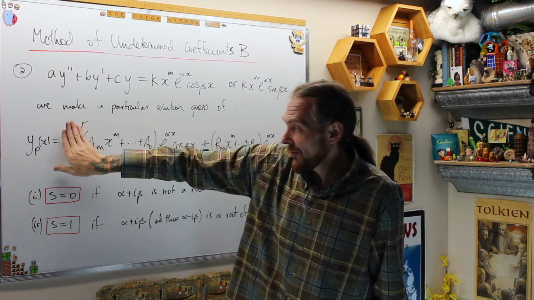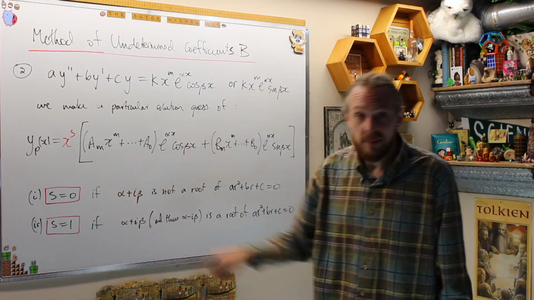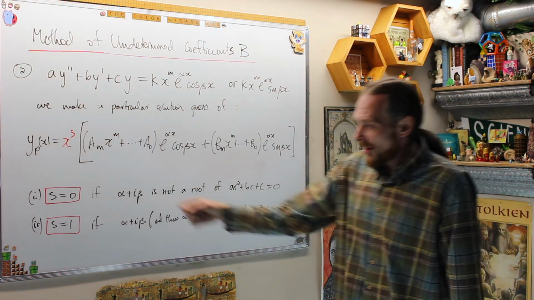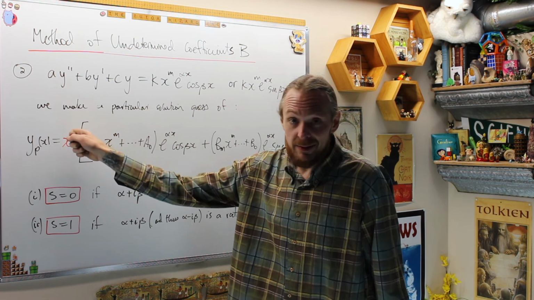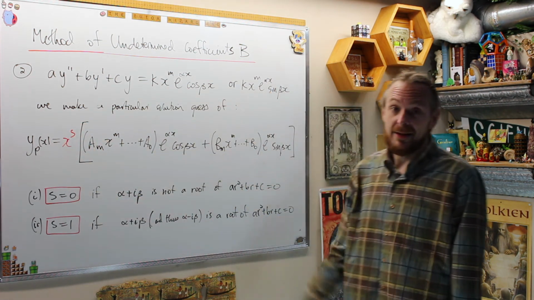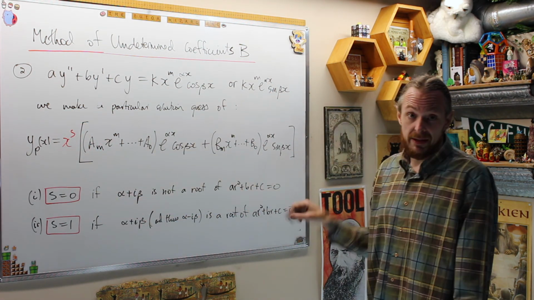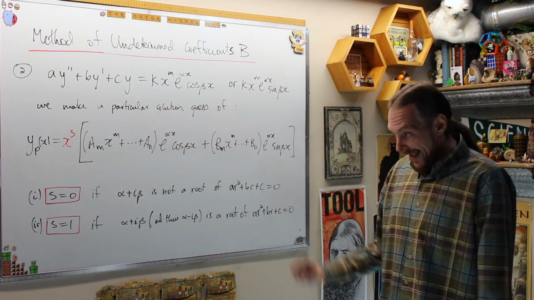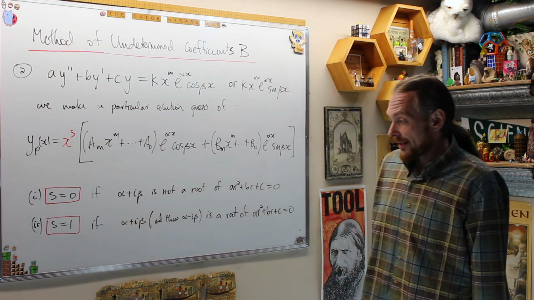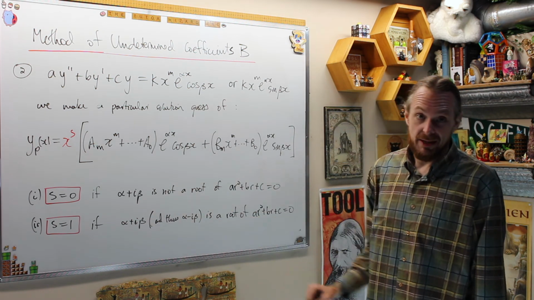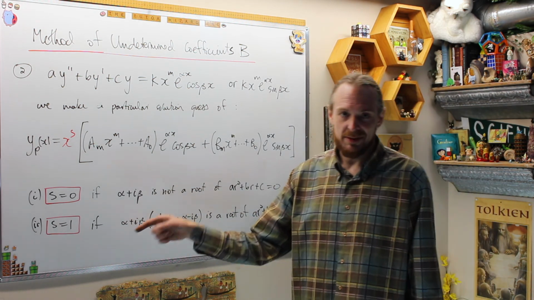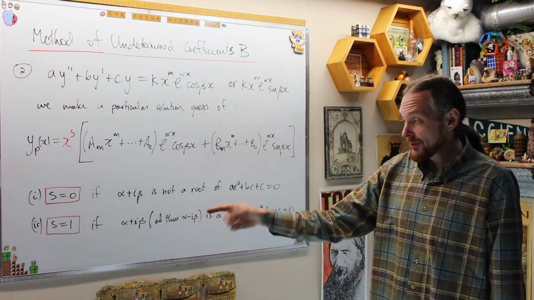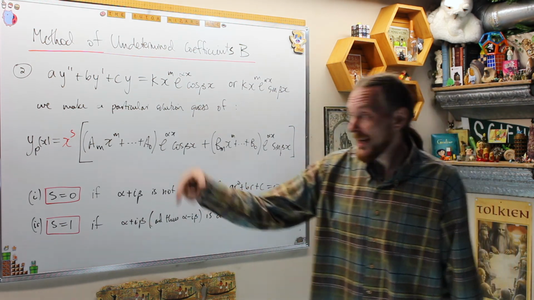It will be 0, and you won't have to multiply if that complex number is not a root of the auxiliary equation. We multiply by x to the 0, or we leave it alone, if that complex number is not a root of the auxiliary equation. And we will multiply by x to the 1, or x, if that complex number, and therefore its complex conjugate, are roots. If a complex number is a root to a polynomial, so is its conjugate. They come in pairs. Anyways, if those are roots of the auxiliary equation, we multiply by x to the 1.